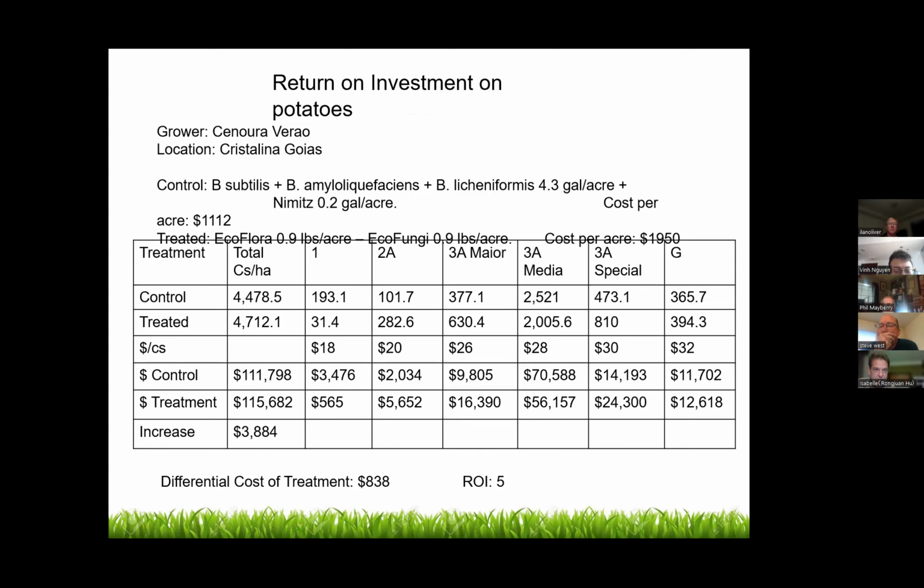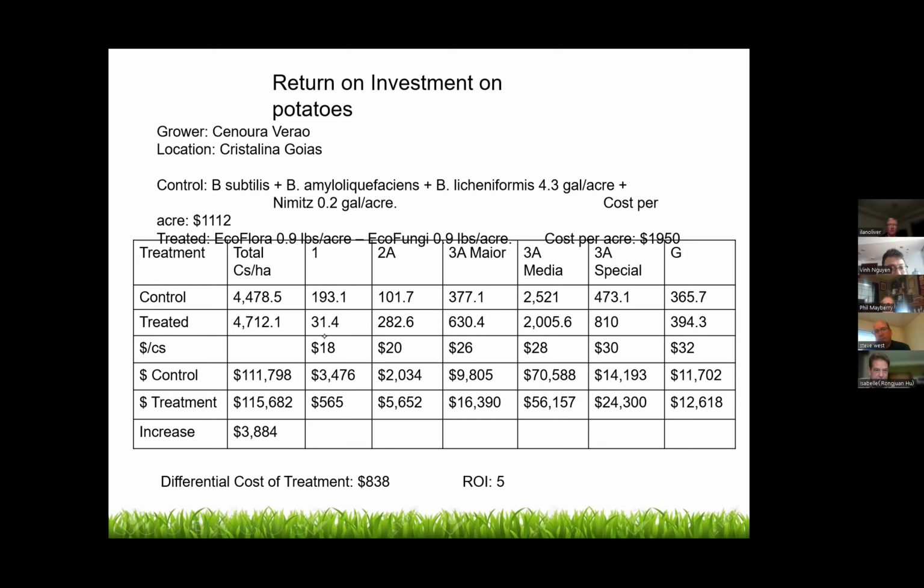We did applications in this farm. They are big-time producers of biologicals, and they apply 4.3 gallons per acre of their biological product. And we compared that with our products at a much lower concentration.